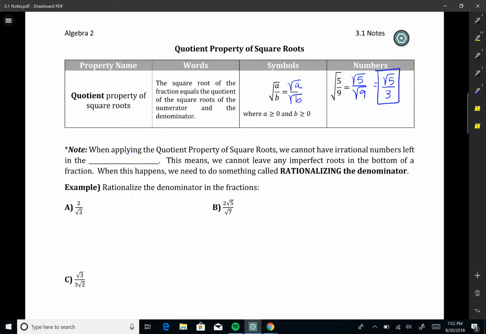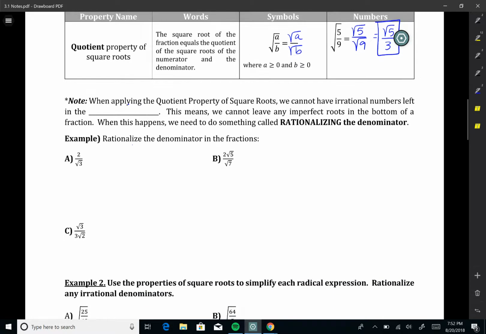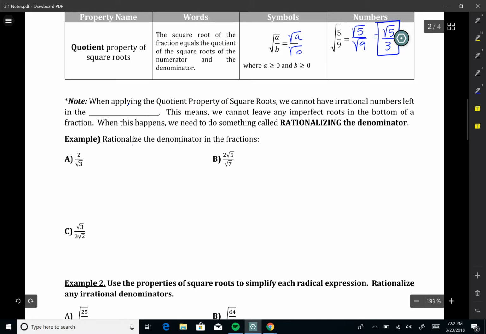Okay, now they don't always look that beautiful when we use this property. So in this little note here, it says, when applying the quotient property of square roots, we cannot have irrational numbers left in the denominator with a fraction. This means we cannot leave any imperfect roots in the bottom of the fraction. When this happens, we need to do something called rationalizing the denominator.